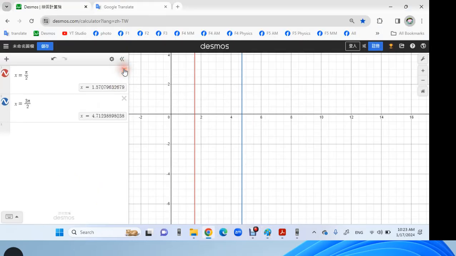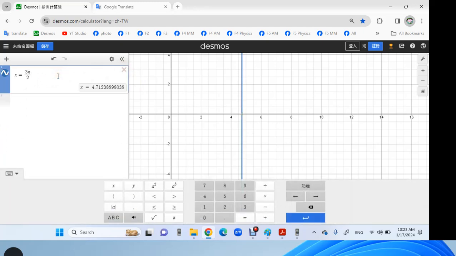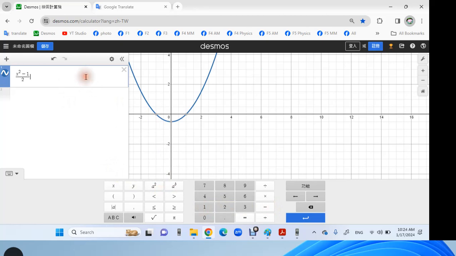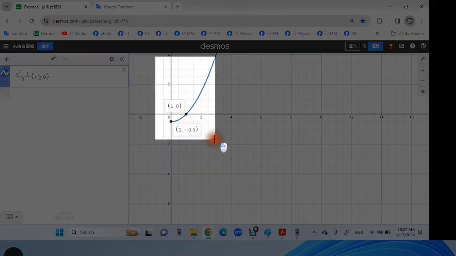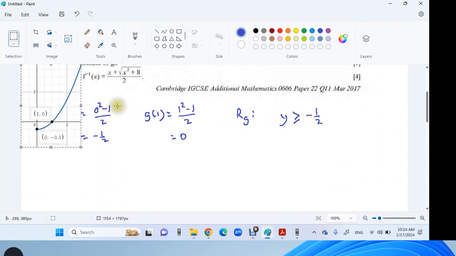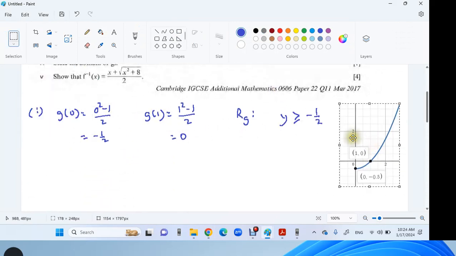So we have x squared minus 1 over 2, and for x greater than or equal to 0, this is how the graph looks. So this will be the graph. So we know that the range for g is greater than or equal to negative half.